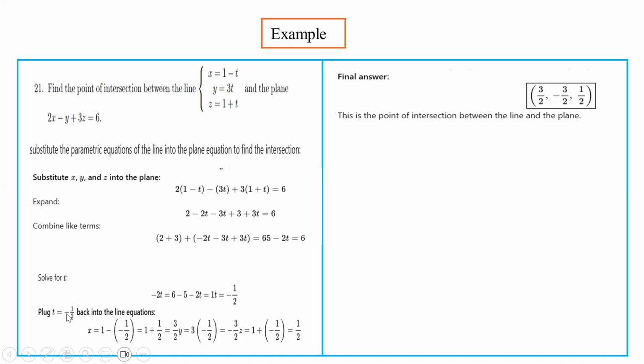Now we're going to substitute t equals -1/2 back into the line equations. When we do that, we will have the point, our final answer, 3/2, -3/2, and 1/2. So this is the point of intersection between the line and the plane. And that has brought us to the end of our presentation. Thank you.